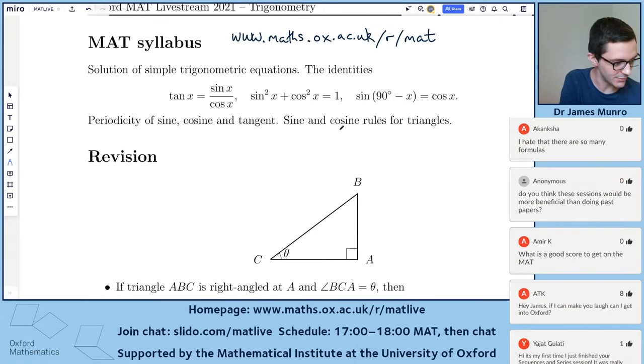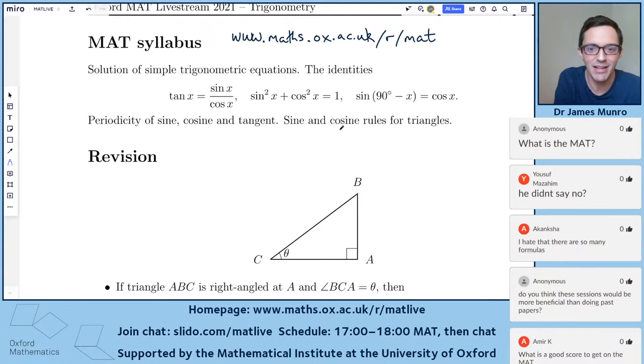I didn't say no. Maybe I should have said no. What is the MAT? It's a maths test that we use for admissions. That's what it stands for: the Maths Admissions Test. But today we're just going to talk about maths.